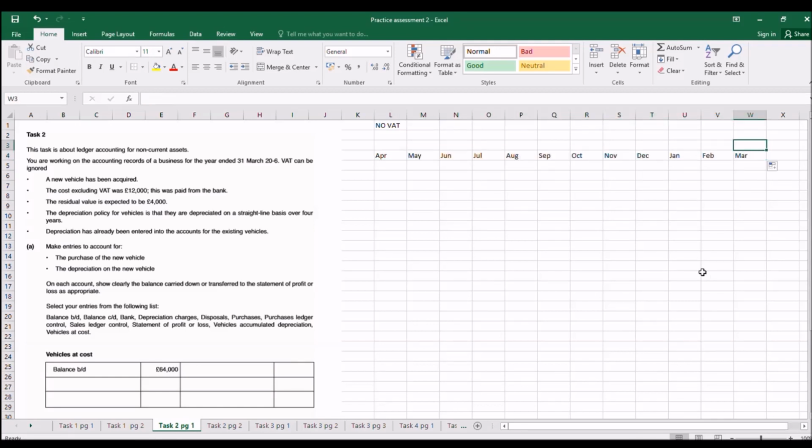Okay, and -6. I don't know why we can't just use normal years in this world, but never mind. A new vehicle has been acquired, yippee. The cost excluding VAT was £12,000 and paid from the bank. So let's set up our T accounts here, and let's just go through them all.